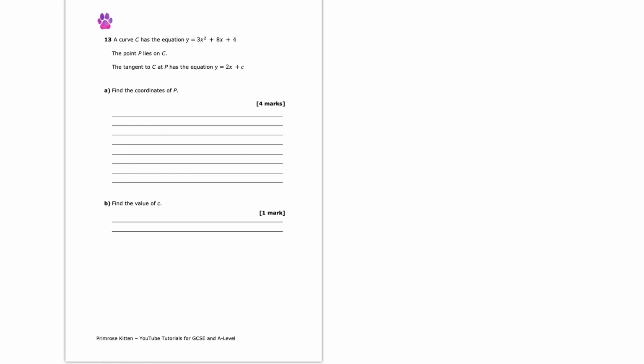Alright, so here we're told that a curve has the equation y equals 3x squared plus 8x plus 4, and we're told that the point P lies on C. The tangent to C at P has a certain equation. Now, whenever we're talking about curves and things like that, quite often differentiation is going to come into this, because curves and tangents, for instance, that's the thing that we're going by on this. We've got a curve and we've got a tangent. Now, what is the link between those two?